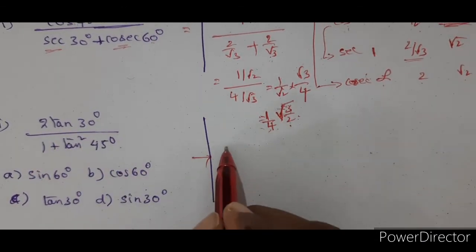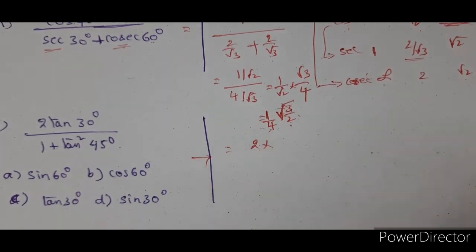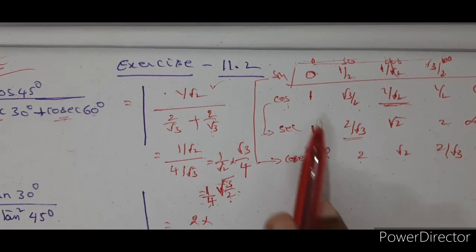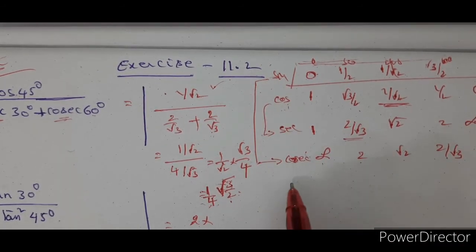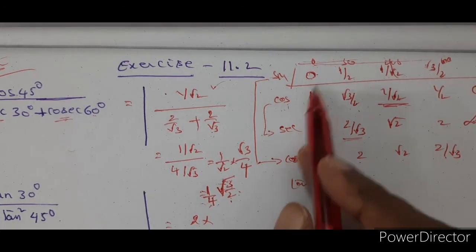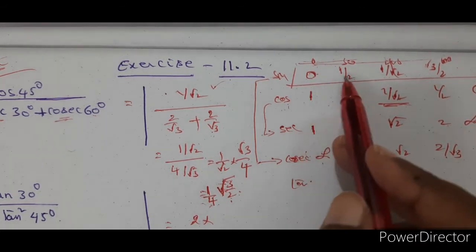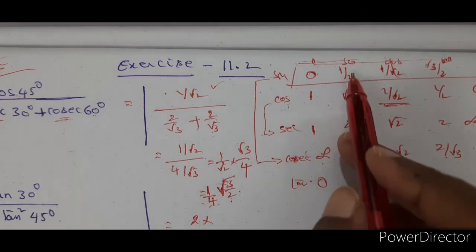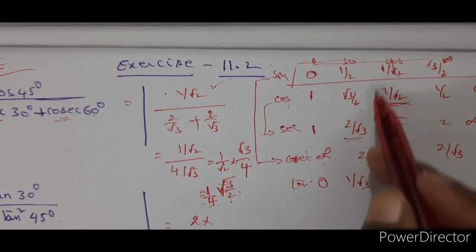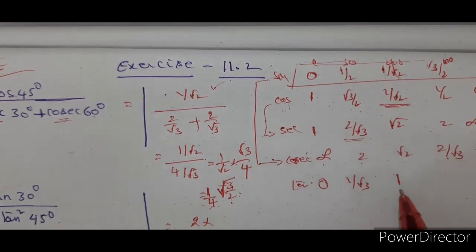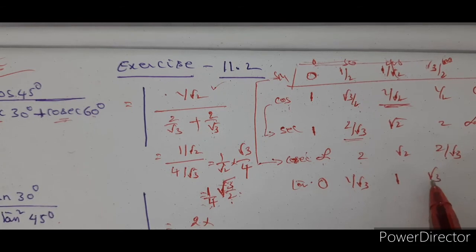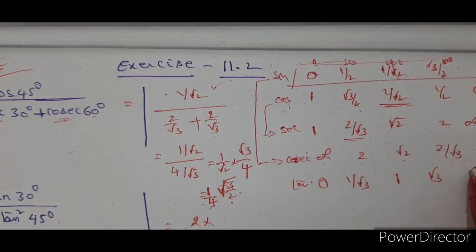Now 2, this is equal to 2 as it is. Tan 30. What is tan 30? This is the 30 column. Tan means sine by cos. Sine is 0 by 1, so it is 0. 1 by 2 by root 3 by 2 is 1 by root 3. 1 by root 2 by 1 by root 2 is 1. Root 3 by 2 by 1 by 2, the 2 will get cancelled, root 3. So 1 by 0 is infinity.